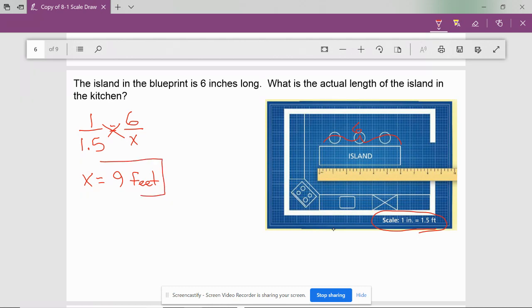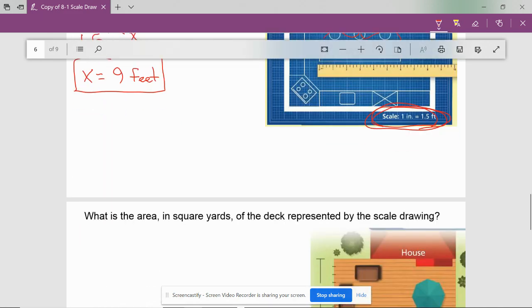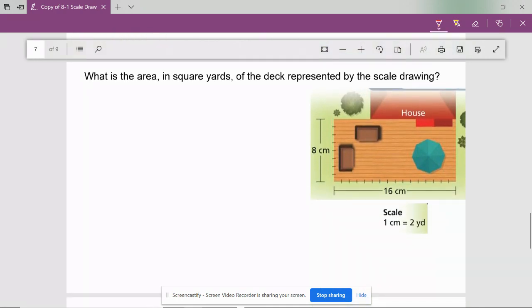Okay, so the length of our island in reality is 9 feet. Make sure that you're always looking for that scale on a map, and then we need to know what that length is in inches or centimeters, and then we can find the actual length. So hopefully this is making sense and it's not too hard. Let's go on to the next slide.